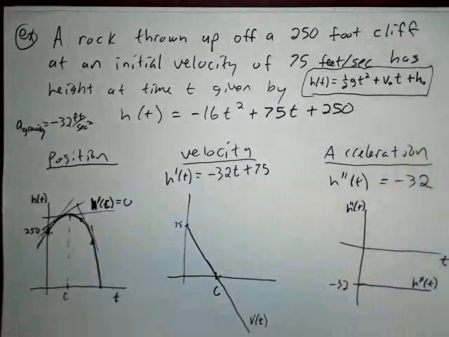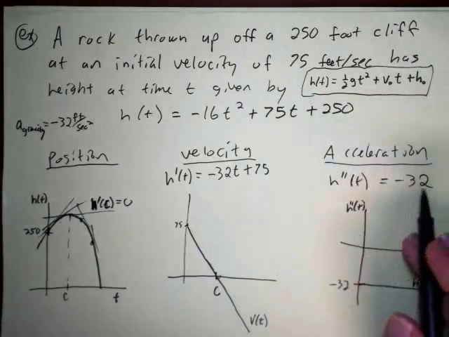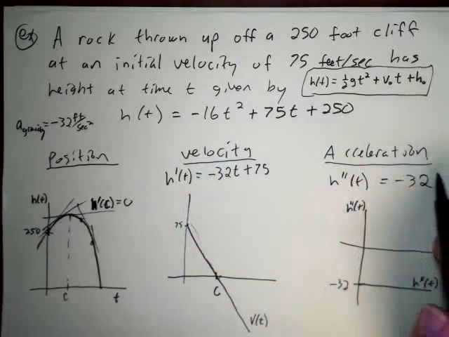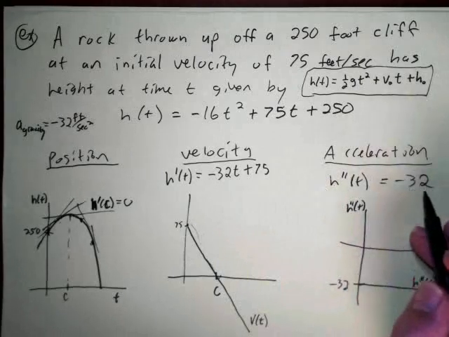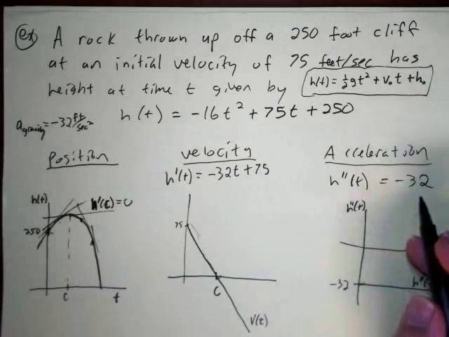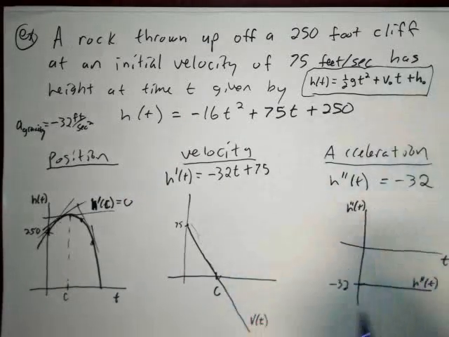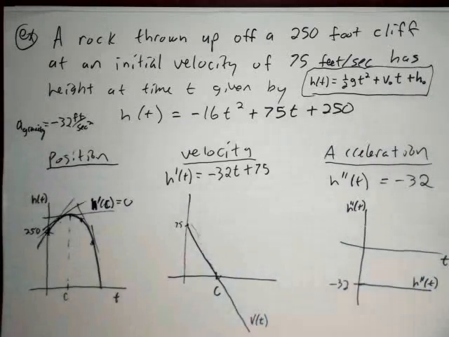And that makes sense because an object is going to accelerate, or change its velocity, only when there's a force acting on it, and in this case it is changing its velocity, but the only force acting on it is the force due to gravity, which is a negative 32 feet per second squared at all times. That's the acceleration due to gravity. Okay, so that acceleration is constant, acting on that rock at all times.